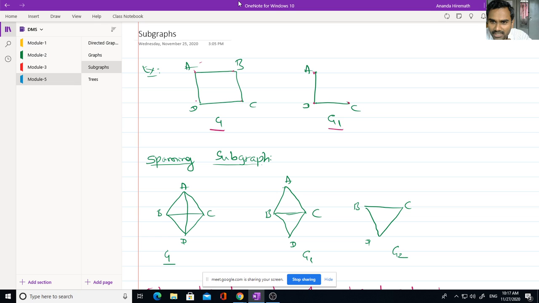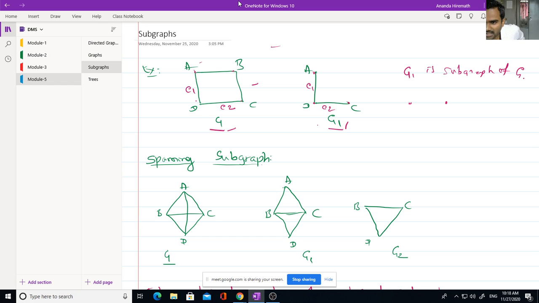Now we say that G1 is a subgraph of G if all the edges and all the vertices of this G1 are there in G. So let us see whether A, D, C, these three vertices belong to G. Yes, they belong to G. And edges, say E1 and E2, whether these two edges exist in G. Yes, E1 and E2. Now we say this G1 is a subgraph of G. Is that clear? So all the vertices and edges of G1 are in G. Therefore we say that G1 is the subgraph of G.